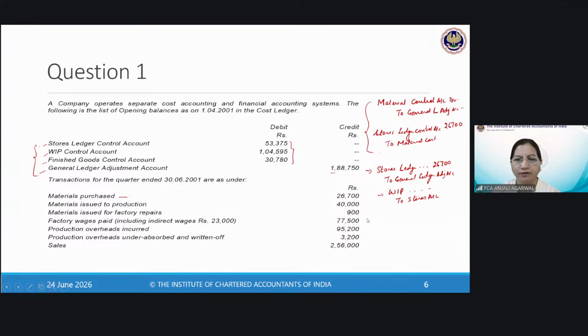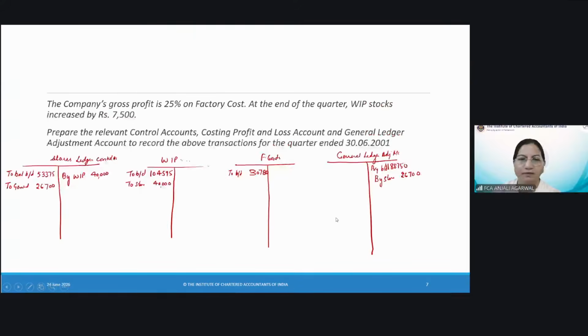Material issued for factory repairs. So we have talked earlier, material may also be issued for other things or indirect material may be there. So if it is issued for factory repairs, it is equivalent to indirect material. And as the word is factory, so it's production overheads debit 900, and stores ledger would be credited by 900. So stores ledger is to be credited by production overheads 900.